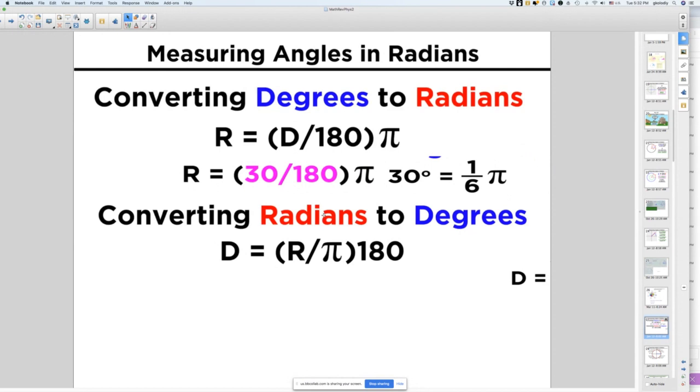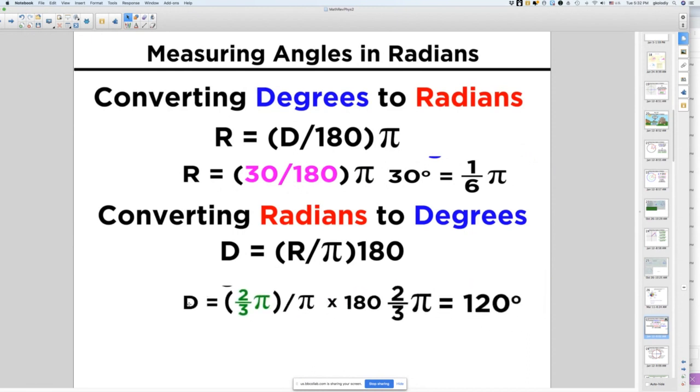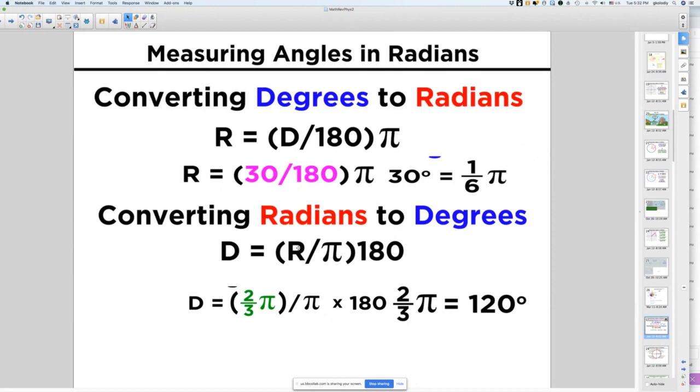How about converting the other way? Well, the other way is converting from radians to degrees. Radians over pi times 180 equals the degrees. So for example, let's say we want to know 2/3 pi. How many degrees would that be? Well, put it in here. Of course, you notice that the pi's will cancel. You've got a pi in the numerator, pi in the denominator. So it's 2/3 times 180. So 2/3 pi equals 120 degrees.